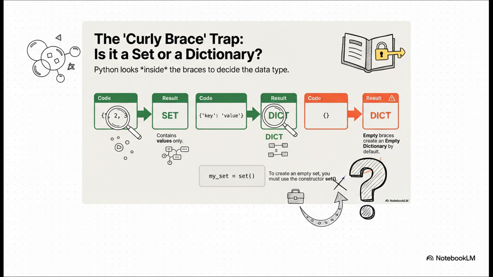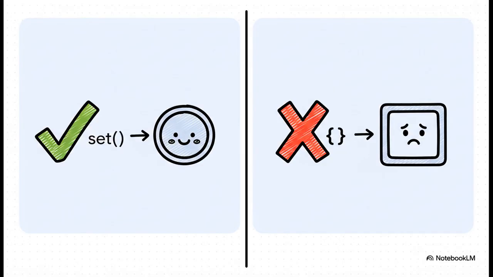Well, it's actually pretty simple. It just looks inside the braces. If it sees just a bunch of values, like 1, 2, 3, it says, okay, that's a set. But if it sees key-value pairs, like key: value, it knows you're making a dictionary. And here is the most important rule to burn into your memory. If you type just a pair of empty curly braces, Python will always default to creating an empty dictionary. So to create an empty set, you absolutely must use the set function. Honestly, just remembering that one little tip is going to save you so many headaches down the line.